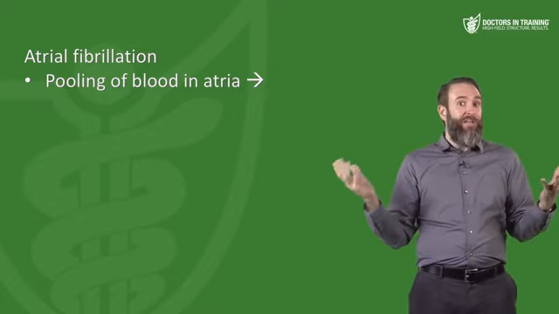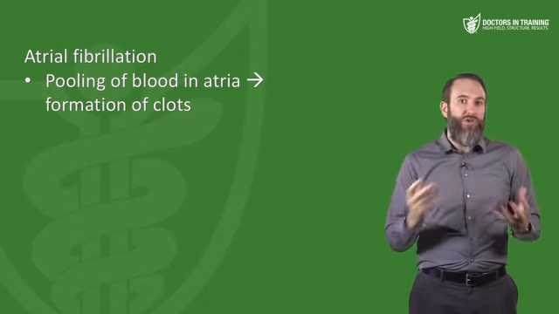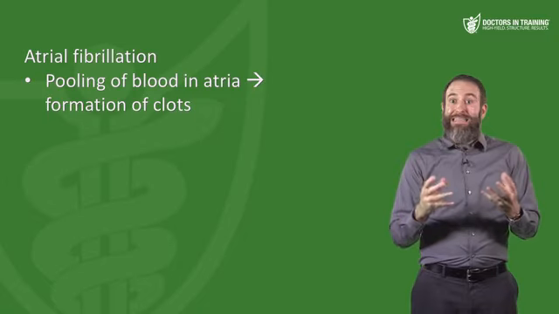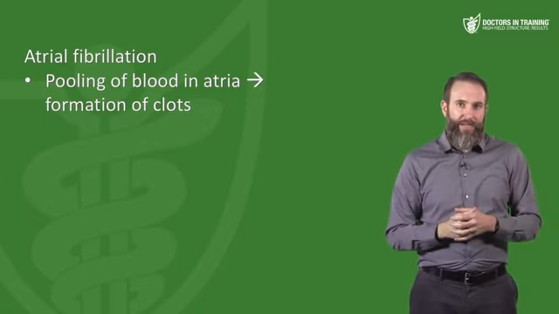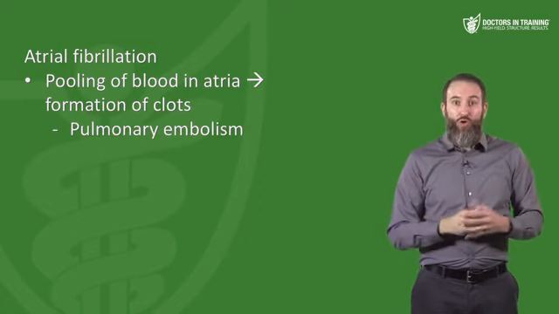So what does stagnant blood want to do? Well, it wants to clot. And that's why atrial fibrillation is so concerning: because the atria aren't contracting, that pooled blood forms a clot, and then the clot can dislodge and embolize to other sites. Now, it may travel to the right ventricle and then to the lungs, causing a pulmonary embolism.